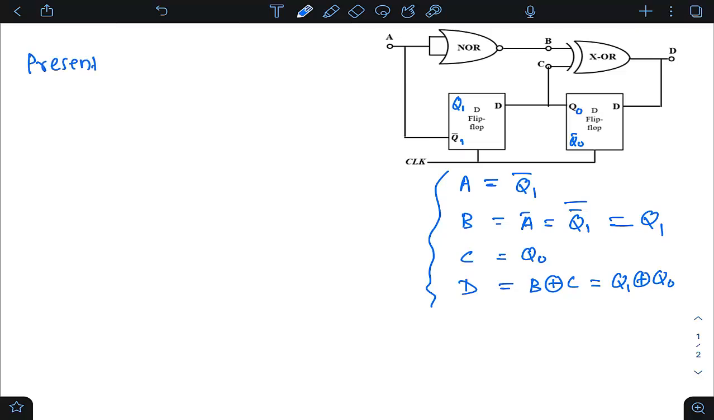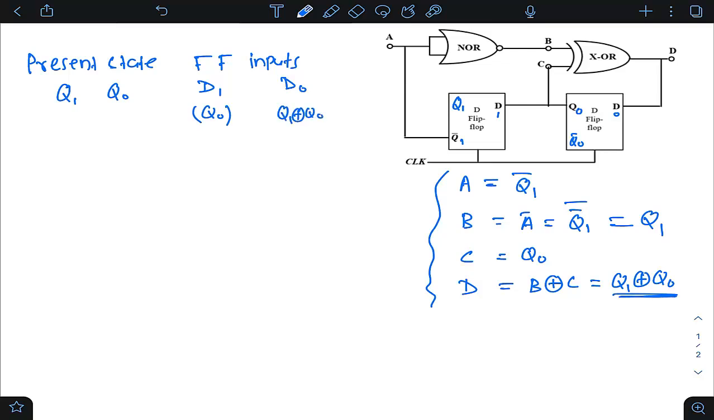The first column I would like to make is the present state, which is Q1, Q naught. Then we have the flip-flop inputs, D1 and D naught. If you observe this carefully, D1 is connected to Q naught, so in brackets I am writing Q naught. D naught is connected to D, and D is Q1 XOR Q naught. And then you have your next state, which we denote by Q1 plus and Q naught plus.